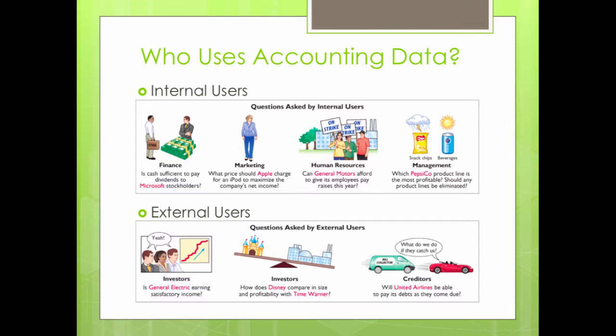Then we have external users, and these are individuals and organizations outside a company who want financial information about the company or business. So the two most common types of external users are investors, and then we have creditors. Investors use accounting information to decide whether to buy, hold, or sell ownership shares of a company, or stocks, while creditors use accounting information to evaluate the risks of granting credit or lending money to the business or company. So now we're talking about banks. So the information that an accountant formulates will depend on the user that is requesting it, okay?